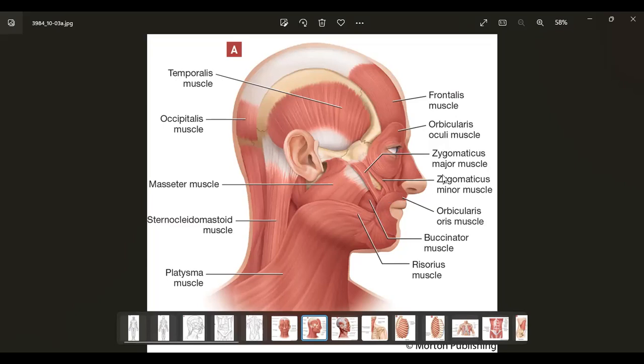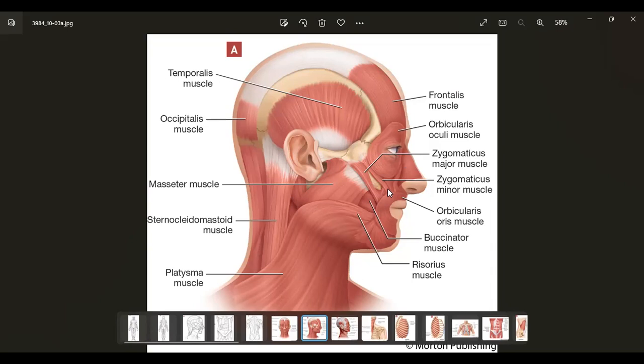The zygomaticus muscles, you have two, a major and a minor. As we go through musculature, you will notice that generally, according to size, not always, sometimes it's location oriented, that delivers a muscle its name. In this case, zygomaticus major would be the larger one, and the minor one is a little bit thinner. The zygomaticus minor is closer to the orbicularis oculi muscle. Now, the zygomaticus muscle group, they raise the corner of the mouth.